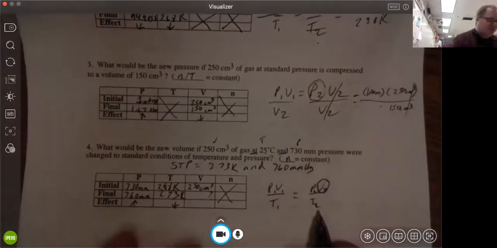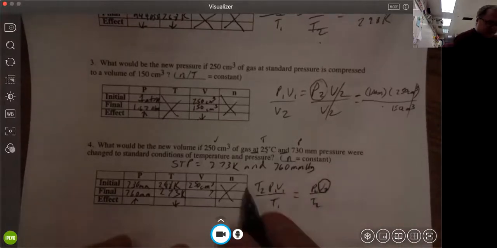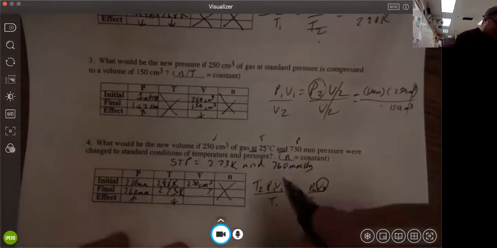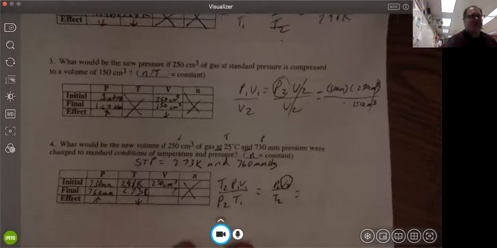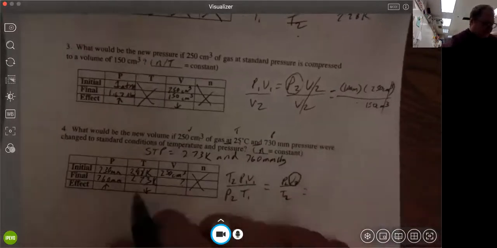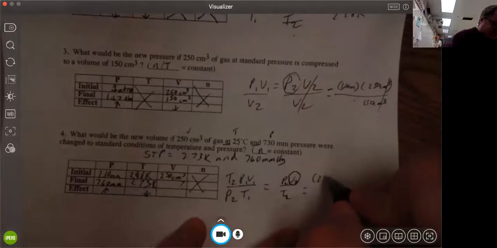So we need to, your teacher might have taught you to cross multiply or whatnot. So we get the T2 up there and we get the P2 down here. Now it's just a matter of plugging this in, and you need to keep track of everything here. The finals are the 2s. So 273 Kelvin.